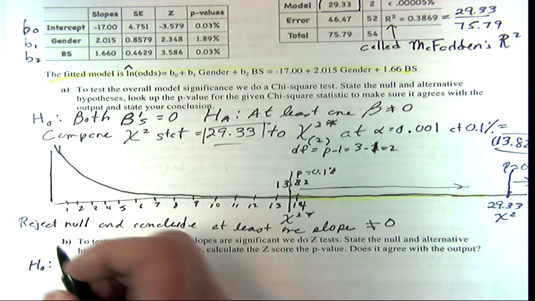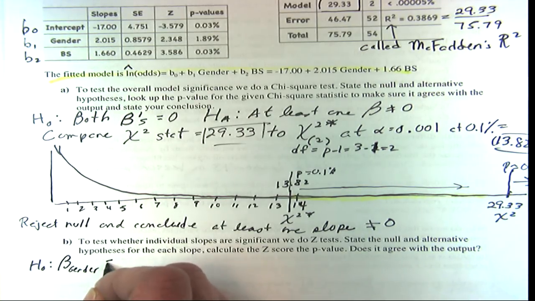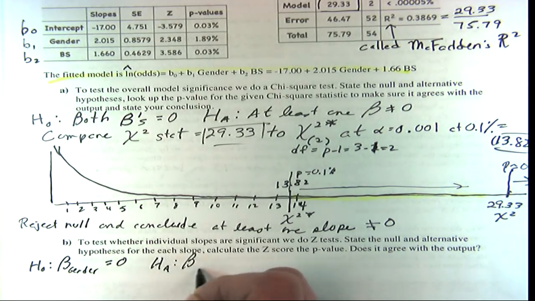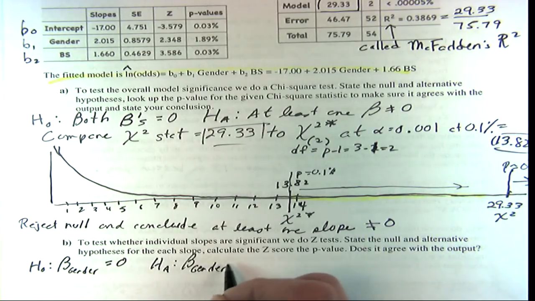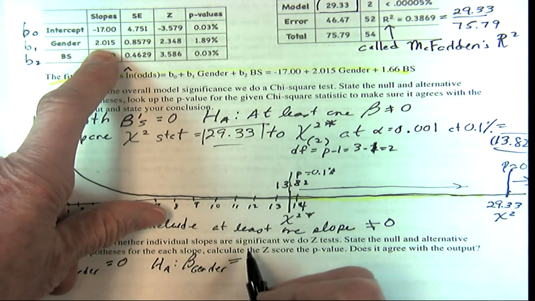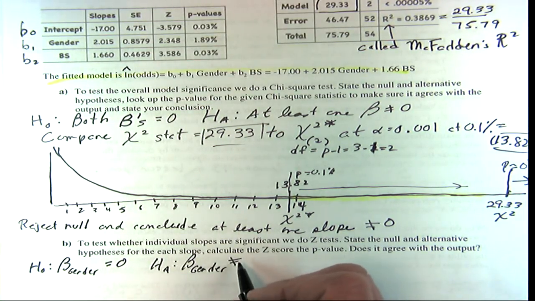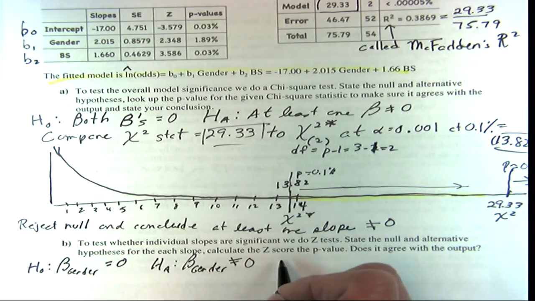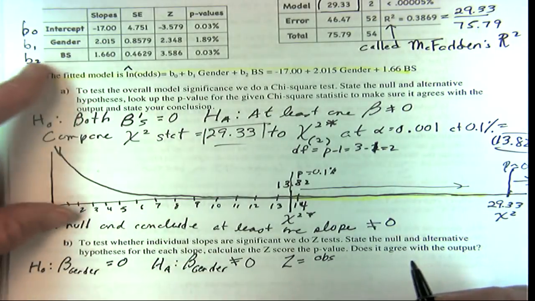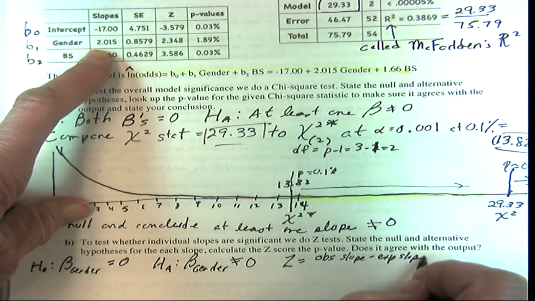So for the gender, the slope for gender, the null is that it's equal to zero, and the alternative is that it's not equal to zero, in our model. Of course, in our sample, we got a non-zero slope. We just want to know if that's due to chance, if it's so small it's due to chance, or whether it's big enough to be real. Okay, now we have to compute a z-score. So our z is always our observed slope minus the expected under the null, which is zero, over the standard error.